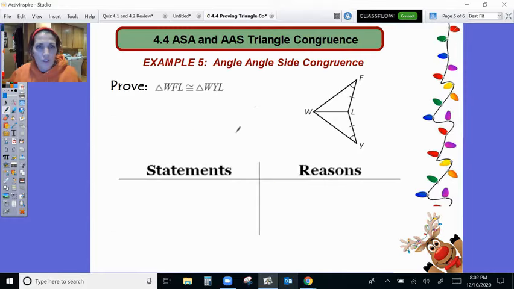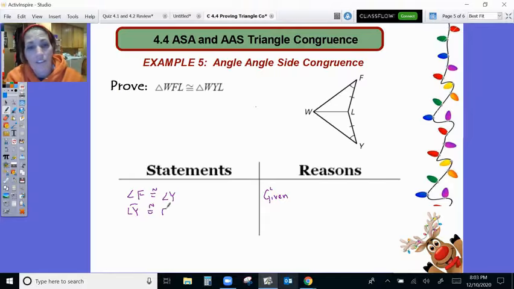So let's try one more. Here we want to prove that triangle WFL is congruent to triangle WYL. They have markings over here on the figure, so I'm going to show that angle F is congruent to angle Y. Angle F is congruent to angle Y, and that's going to be given. We also know that LY here is congruent to FL. That is also given. Now I have to try to find that 3rd piece here.